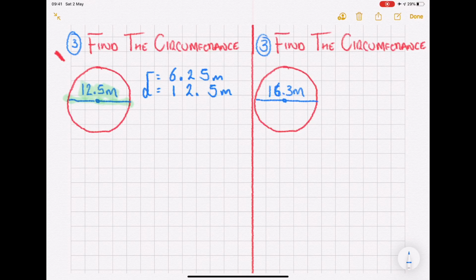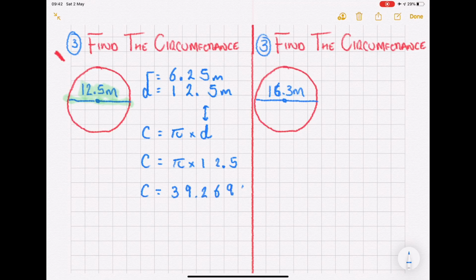Okay, so let's write out our equation. Circumference equals pi times by the diameter. Now we substitute in a number for the d, so that's our circumference equals pi times by 12.5. And now decimal places work exactly the same, so there's no need to worry about doing it any differently. So we type that into our calculator, pi times by 12.5. And that gives us our circumference of 39.26999 meters, because we're working in meters.